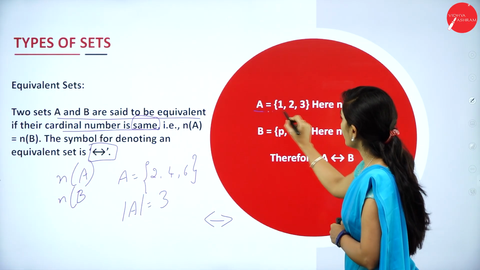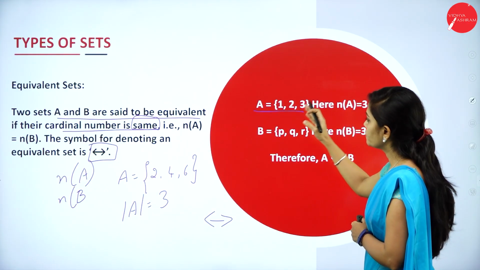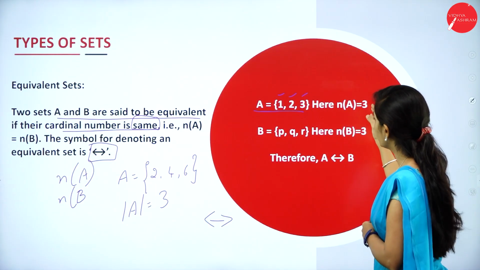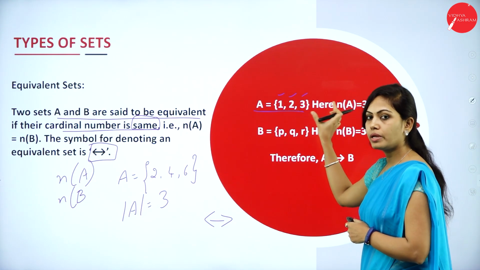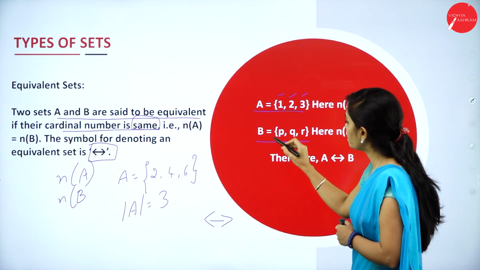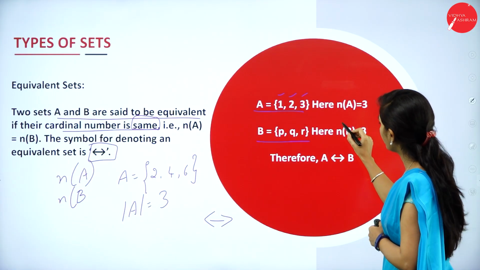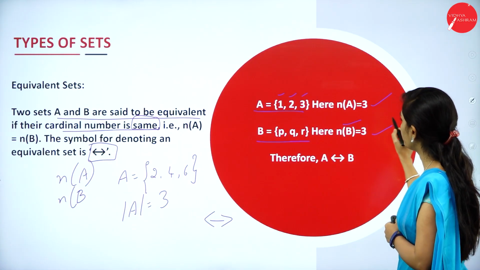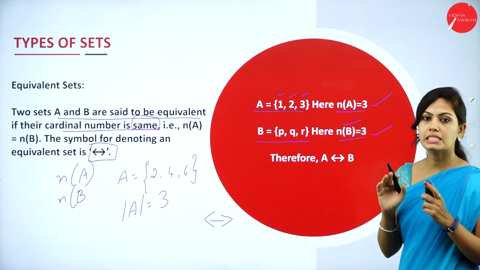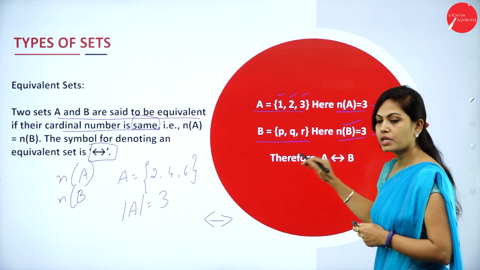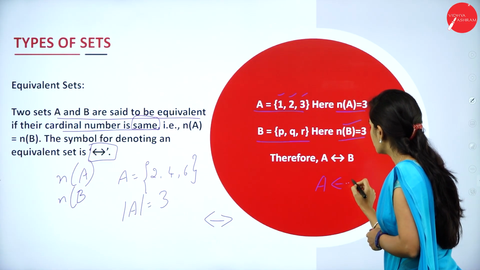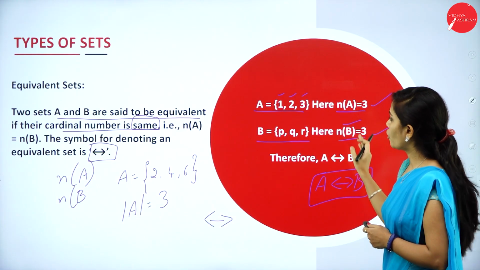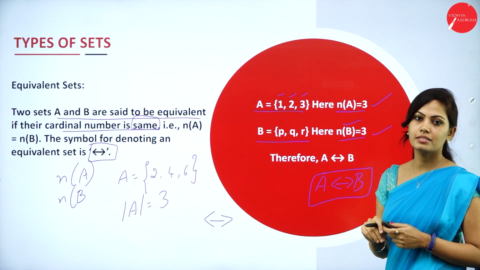Example, if A is equal to 1, 2, 3, what is the cardinality of set A? Here I have 3 elements, so n of A is equal to 3. And B is equal to P, Q, R. We have 3 elements, so n of B is equal to 3. Just compare the elements of A and B. The cardinality is the same in both sets A and B. Therefore, A is equivalent to B. If the cardinal number is the same, we can call it an equivalent set.